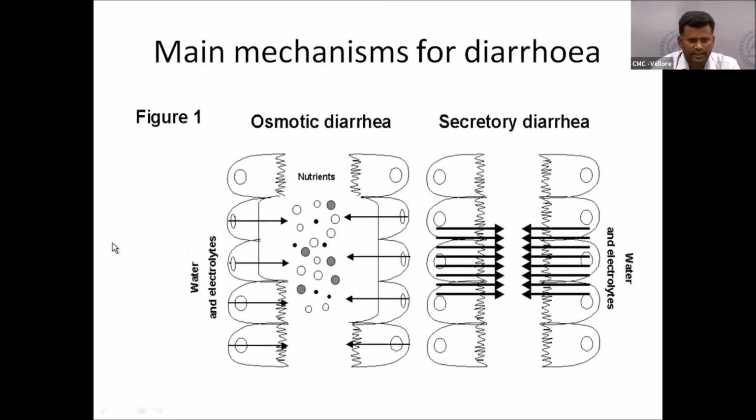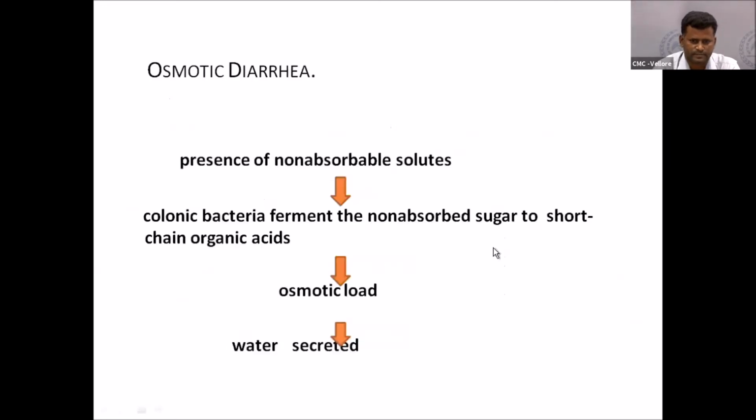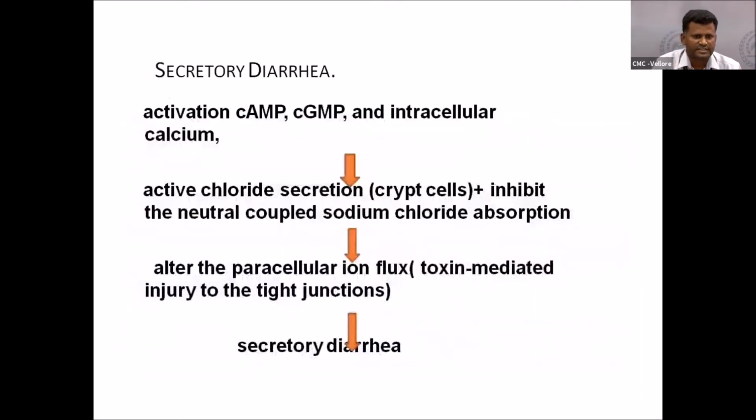As I told, osmotic diarrhea is mainly due to the increased osmotic load from osmotic substances in the bowel, which pull water and electrolytes from the enterocytes. But secretory diarrhea is more about secretions rather than pulling of water and electrolytes. In secretory diarrhea there is activation of cyclic AMP and cyclic GMP, which cause active chloride secretion and also block sodium chloride absorption. And there can also be toxin-mediated injury to the tight junctions, causing more secretions.